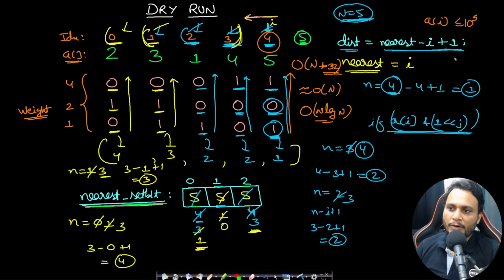because if you take the log of 10 to the power 9 base 2, then it will be around 32. Okay, it will be less than 32, around 32. So that is why the runtime will be n log n, but the amortized time will be O(n).